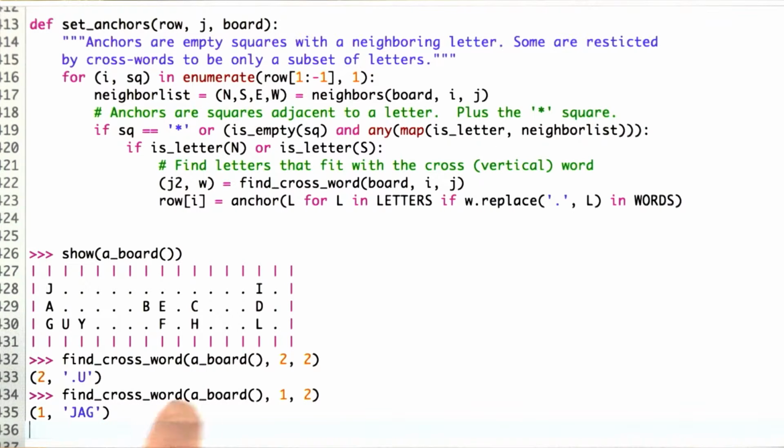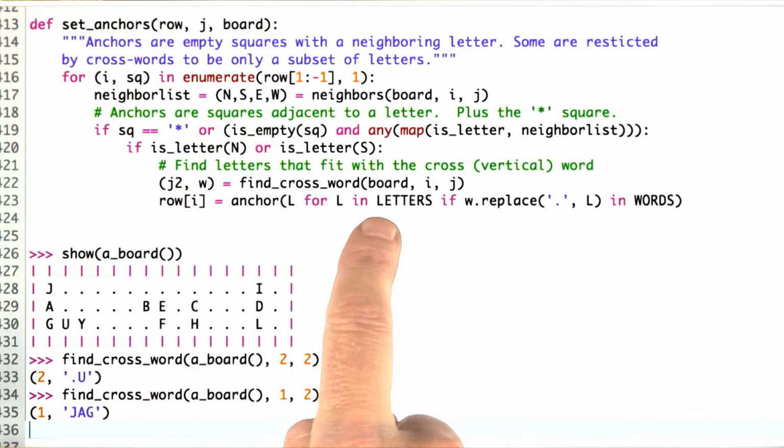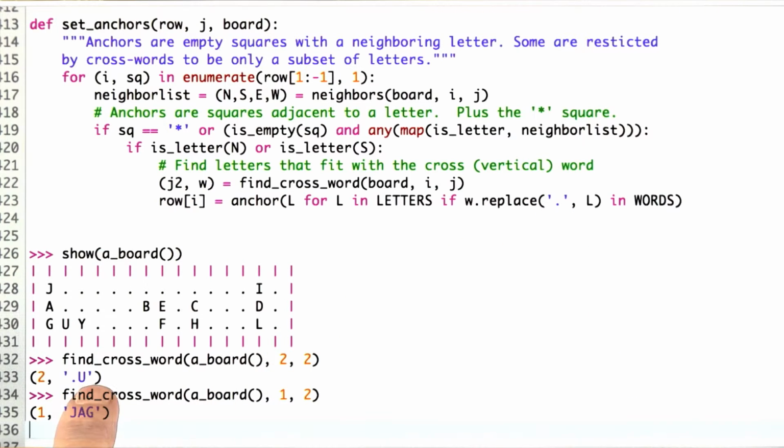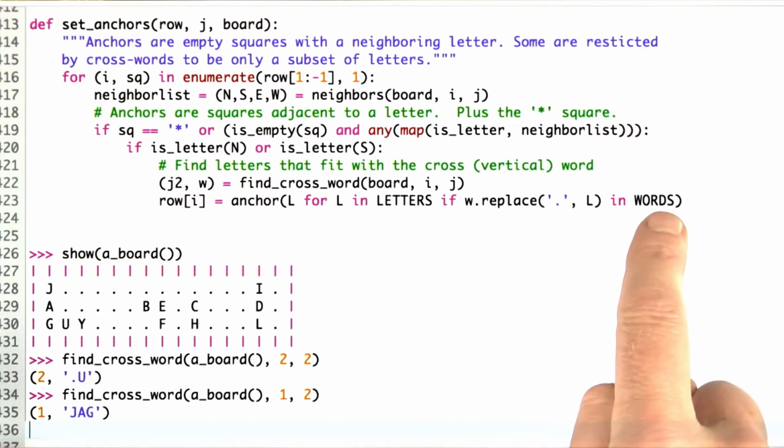And so if we find crosswords from position 1-2, that's the position where the A is. What's the crossword that intersects through that A? Well, that's JAG, and it begins in row number 1. So now we're up here. We found the crosswords. We found the row that the crossword begins with. We found what the word is. And now we're saying we're going to fill in this location. It's going to be an anchor, and it's an anchor where the letters are all the letters with which we can replace the dot in .u and make something which is a word.